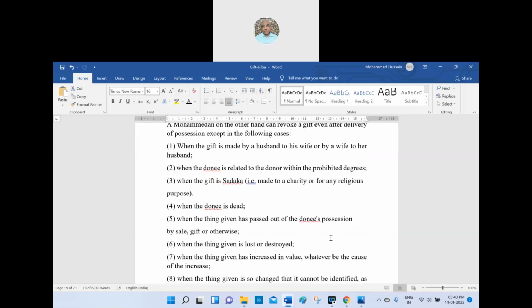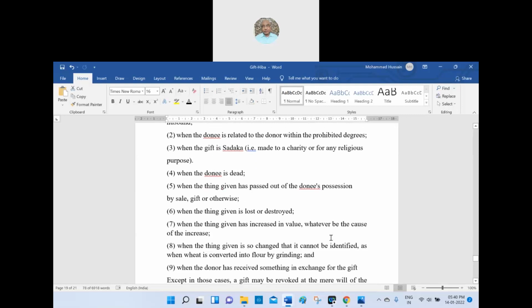Five, when the thing given has passed out of the donee's possession. Suppose you have given a motorcycle to the donee, and he gave it to his son, who is studying in the city. Another instance, the property has passed out of the donee's possession to some other person by sale or gift or otherwise. We cannot revoke it. Six, when the thing given is lost or destroyed, suppose because of an act of God, at that instance also we are not going to get it. It means we cannot revoke it.